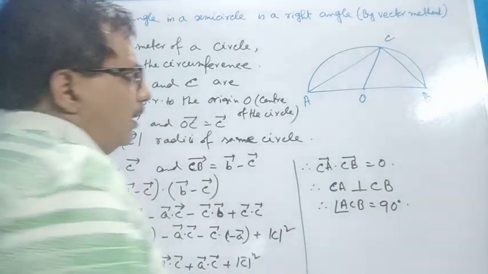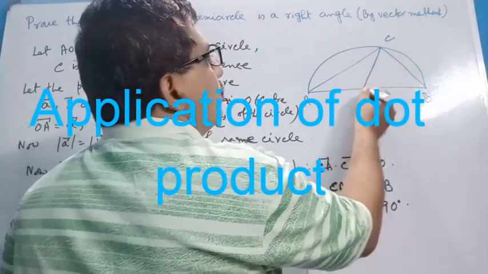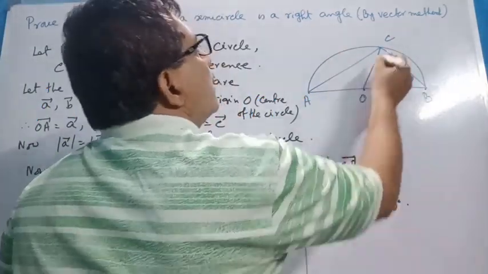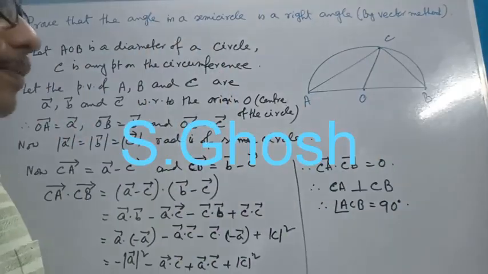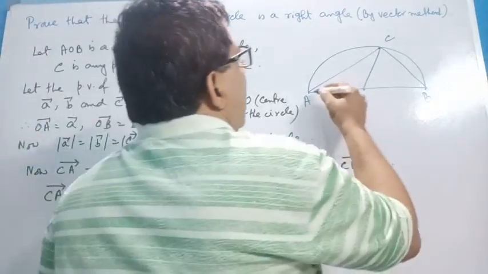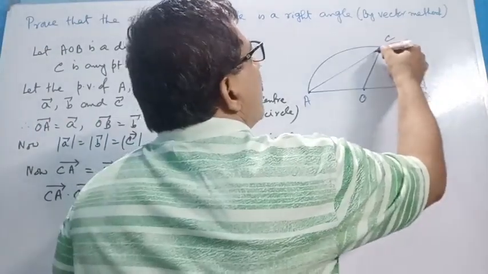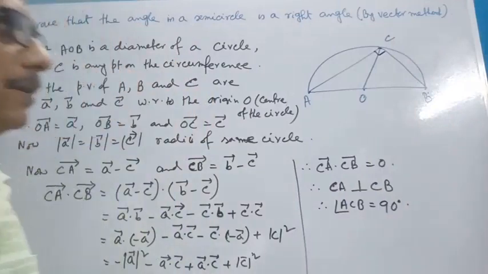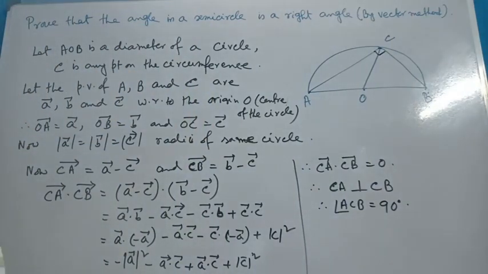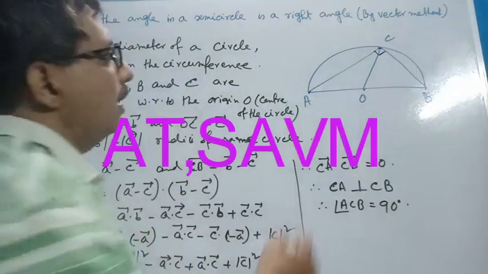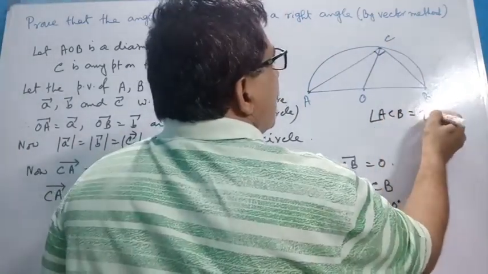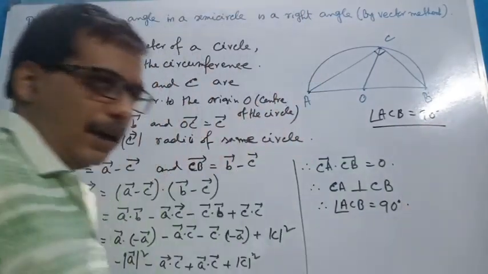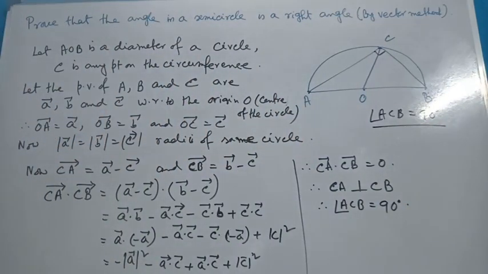Suppose we draw a semicircle where AOB is the diameter, and C is any point on the circumference. Now, if we prove angle ACB is equal to 90 degrees, then our proof is completed. We have to prove this: angle ACB is equal to 90 degrees.